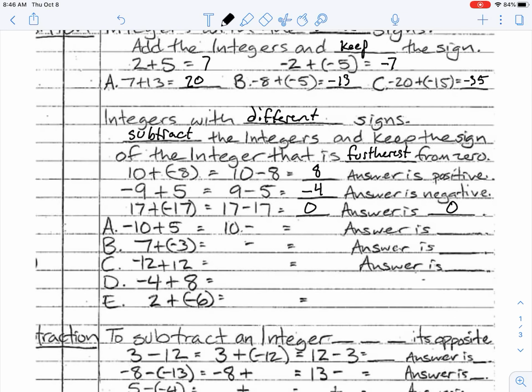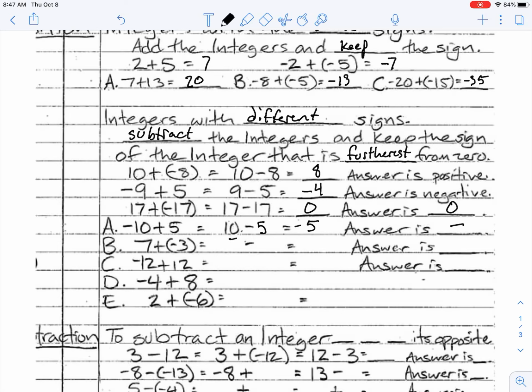Alright, so I'm going to get some practice setting these up. So we've got negative 10 plus 5, so we're going to do negative 10 minus 5 since the signs are different on them. And we get 5, and the answer is negative because negative 10 has that bigger absolute value than the positive 5 does.